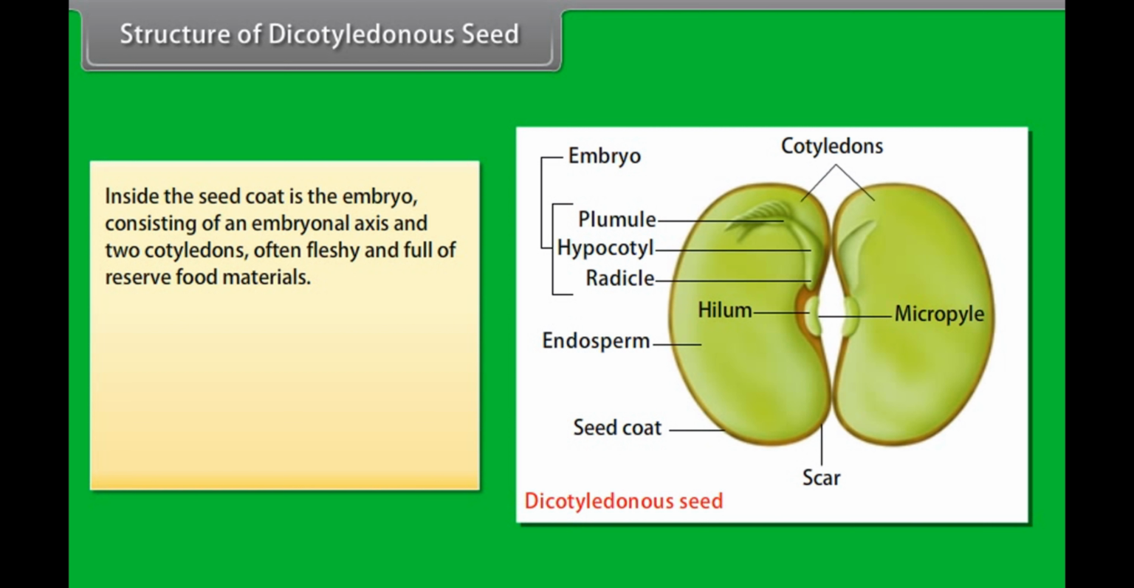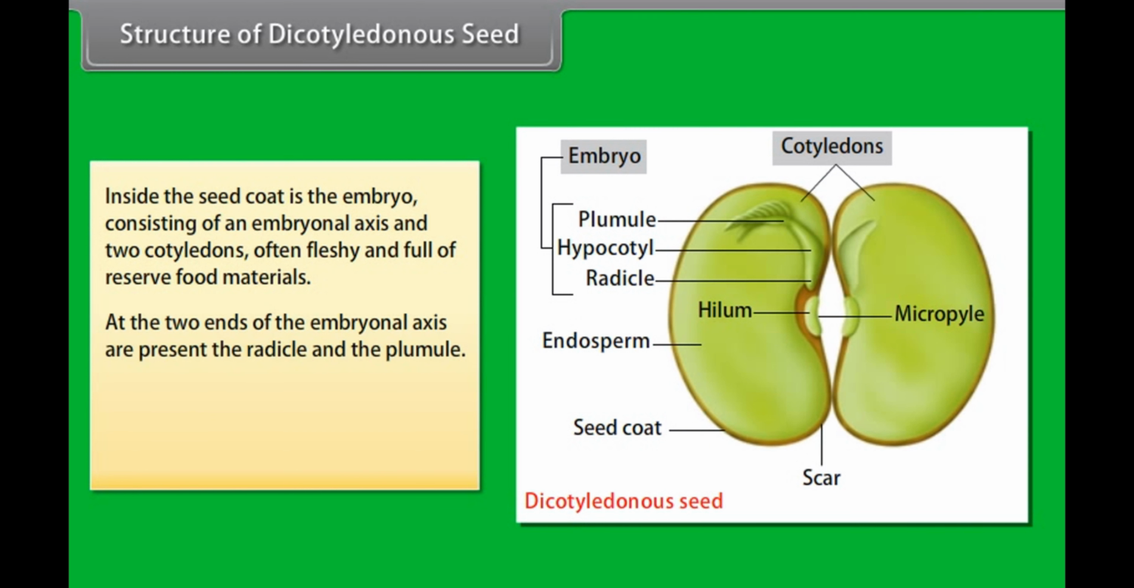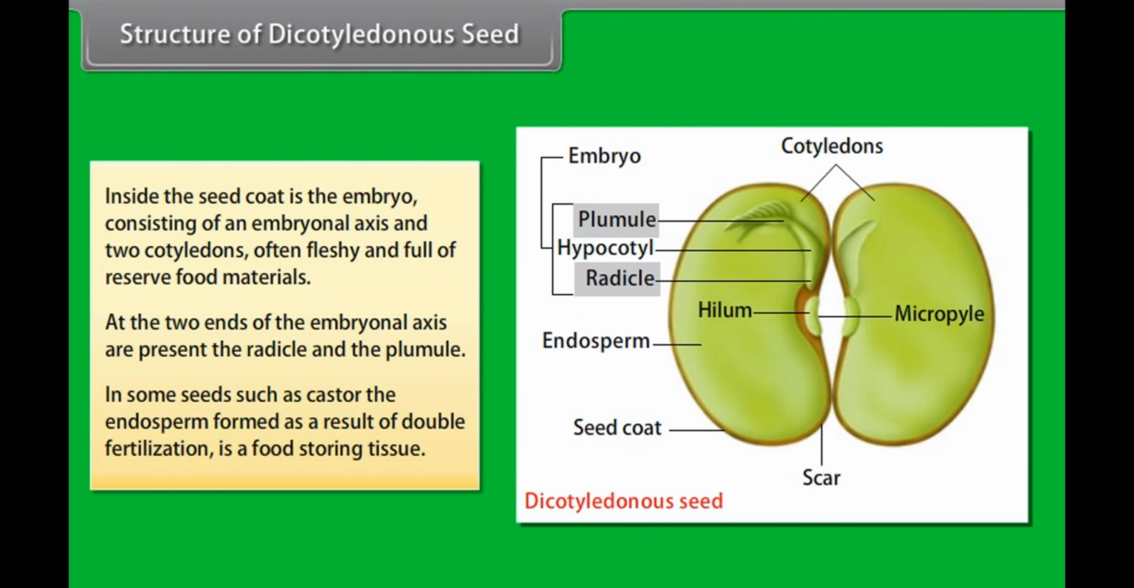Inside the seed coat is the embryo, consisting of an embryonal axis and two cotyledons, often fleshy and full of reserve food materials. At the two ends of the embryonal axis are present the radicle and the plumule. In some seeds, such as castor, the endosperm formed as a result of double fertilization is a food-storing tissue.